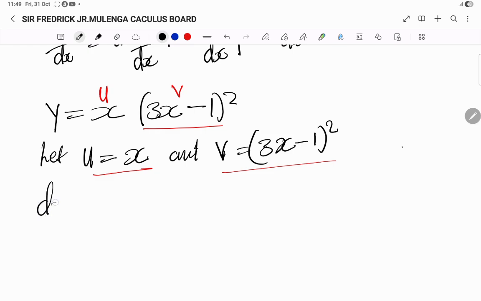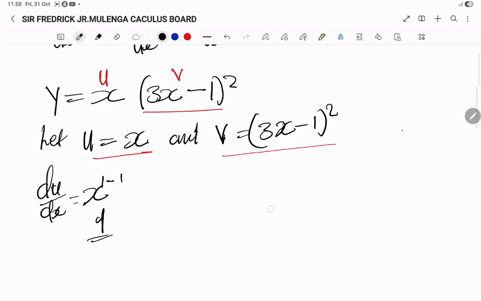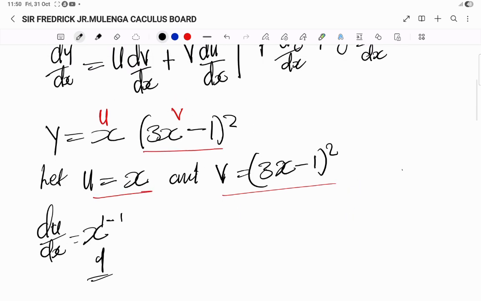So the derivative of u with respect to x, du/dx, this will give me 1. Then we go to the second function.